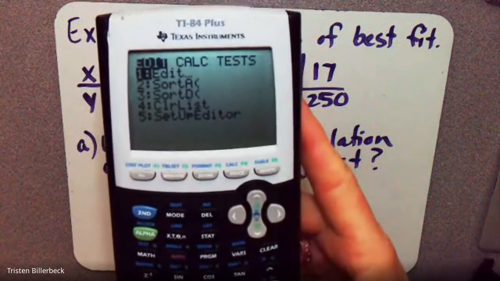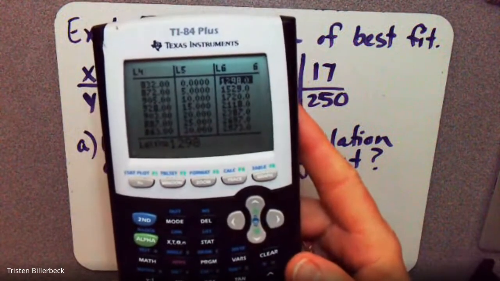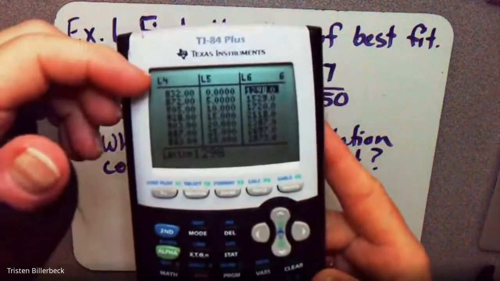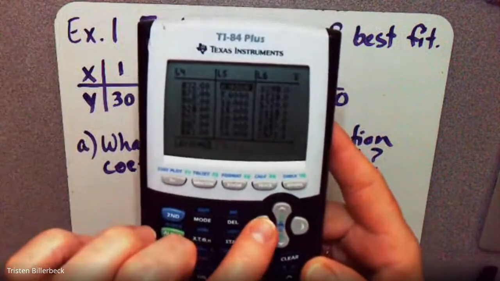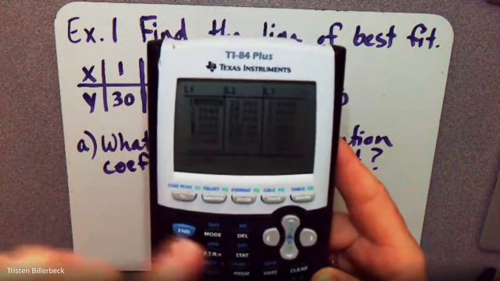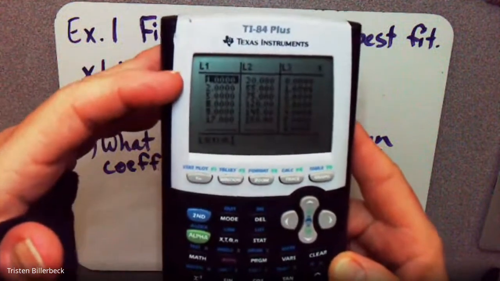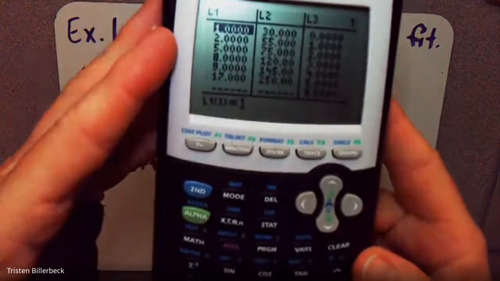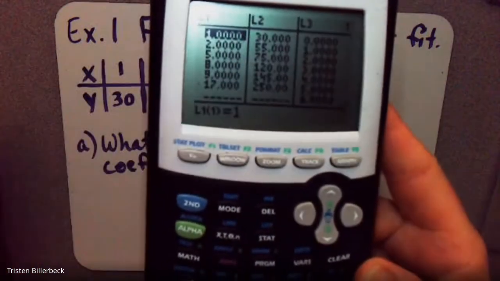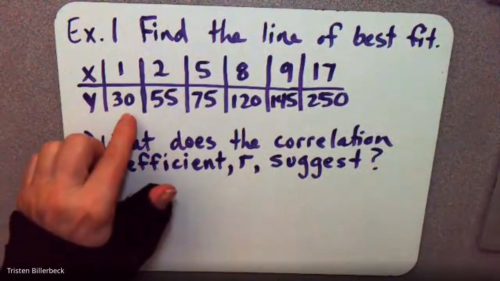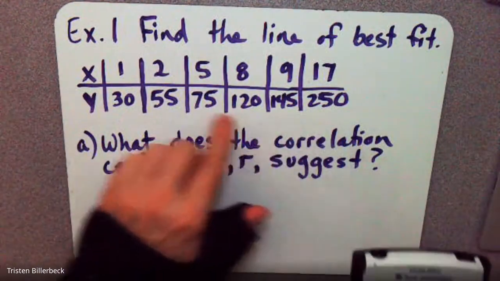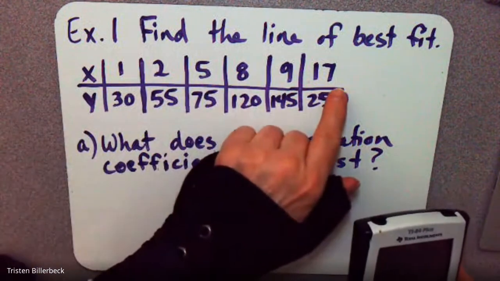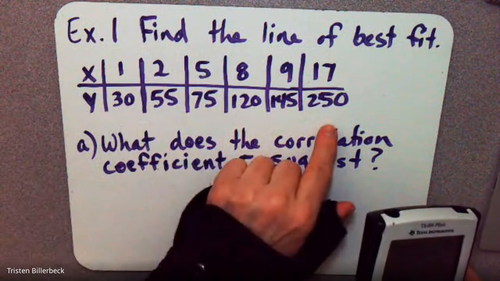So first you're going to go to edit. You're going to see I have already input the data list. So list 1, whoops, you're looking at list 4. Let me get back to list 1. So list 1 and list 2, you can see list 1 and list 2. There we go. Okay, that data is just the data from this table. So list 1 is this data, and list 2 is this data.